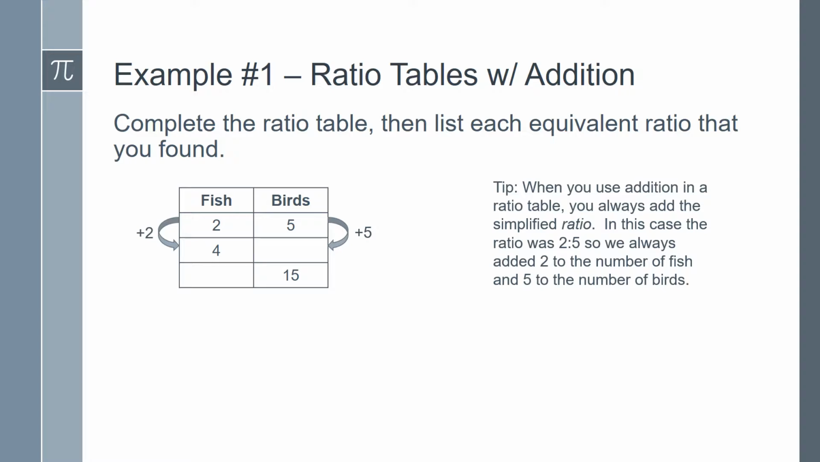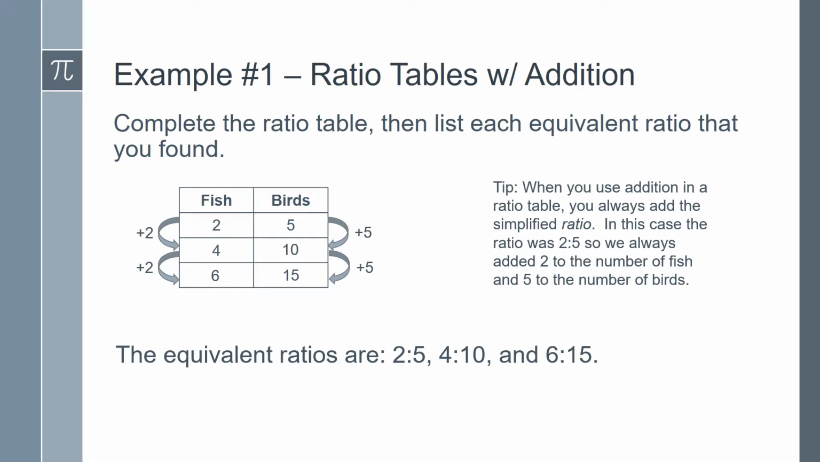To get from 2 to 4, we need to add 2 fish. To keep the ratio the same, this means we need to add 5 birds. So now we have a ratio of 4 to 10. In the next step, to get from 10 to 15 birds, we need to add 5 birds, which means to keep the ratio the same, we need to add 2 fish. This will give us a ratio of 6 to 15 fish to birds. The equivalent ratios are 2 to 5, 4 to 10, and 6 to 15.